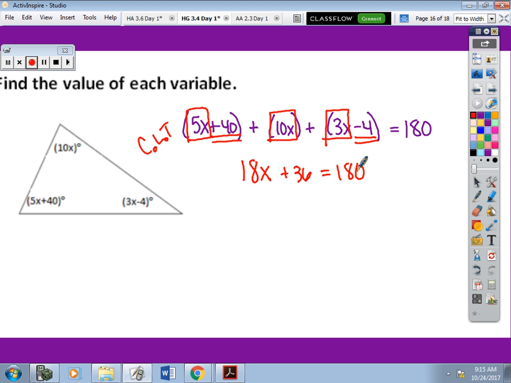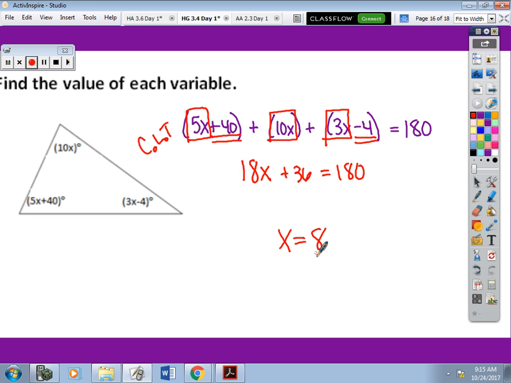And then you know how to solve for x from here, right? Subtract 36 and divide by 18. What should we get for the value of x? Justin? 8. And then you could take and plug those back in. It didn't ask you to, but you could always verify that the angle measurements you get when you plug in 8, that they do add back to 180.